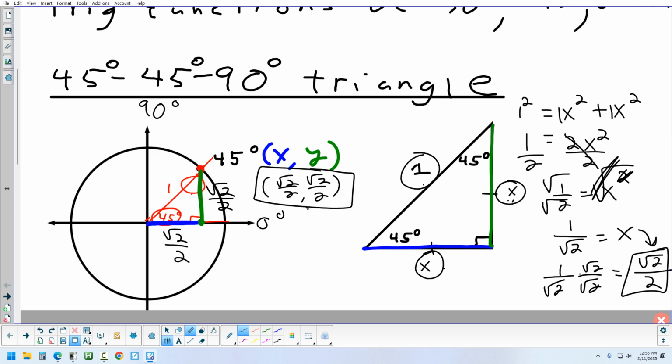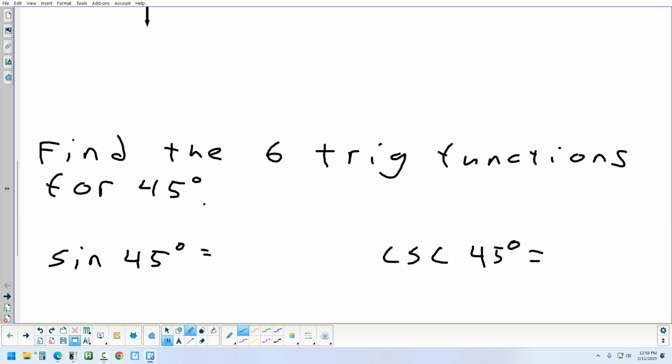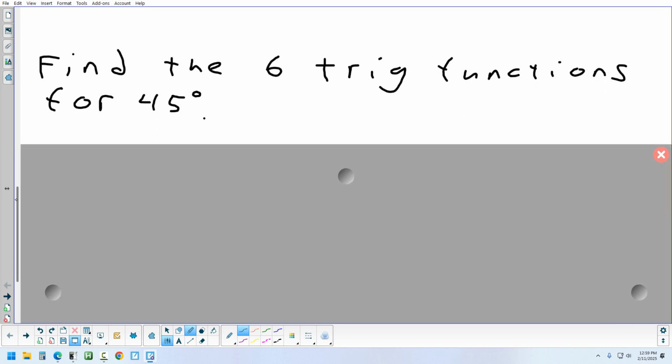Now, once you have the coordinate, you know the x value, you know the y value, you can fill them into the formulas we learned yesterday. All right. So let's try finding the 6 trig functions of 45 degrees.